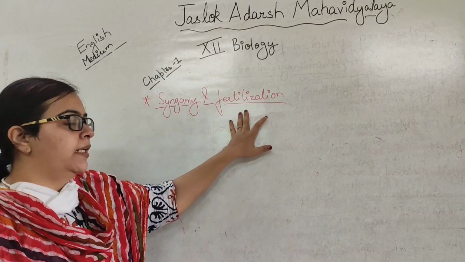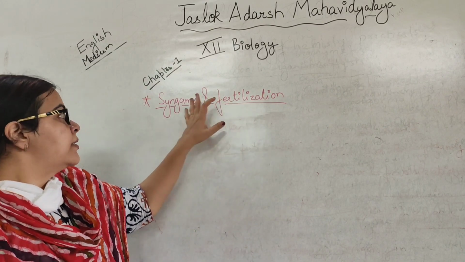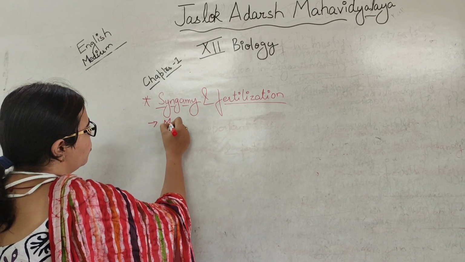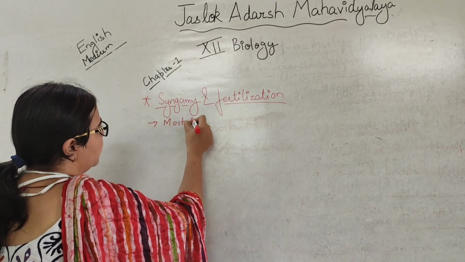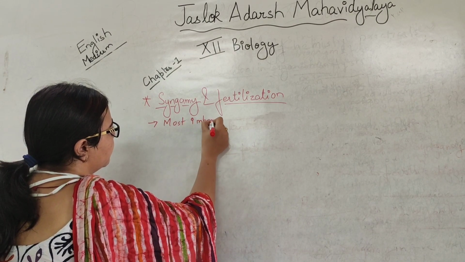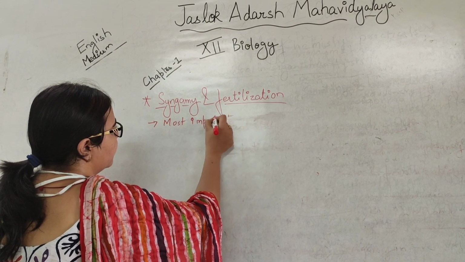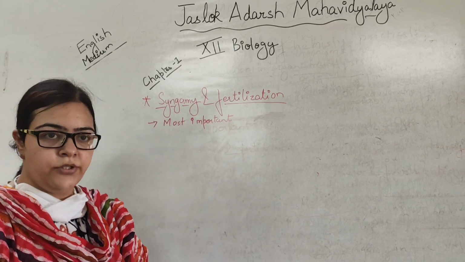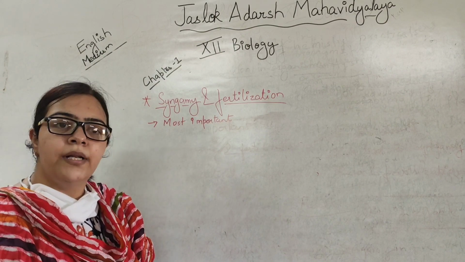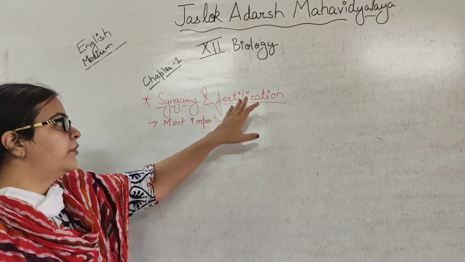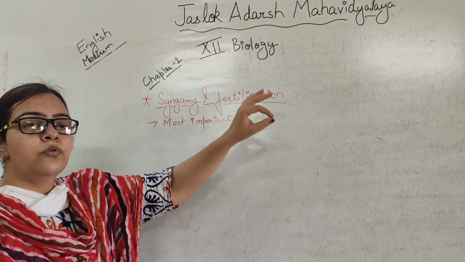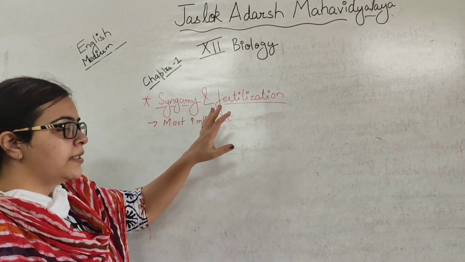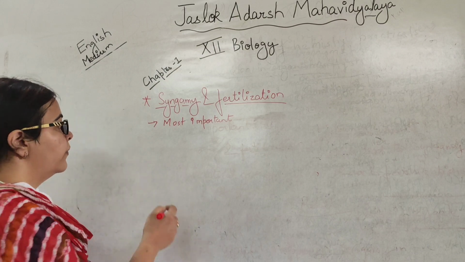Syngamy and fertilization. Syngamy and fertilization is the most important step when we are talking about the process of sexual reproduction. We can say in simple language that syngamy and fertilization are the most important steps which occur during sexual reproduction.